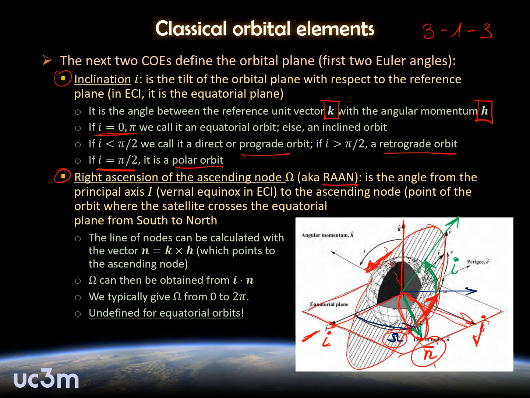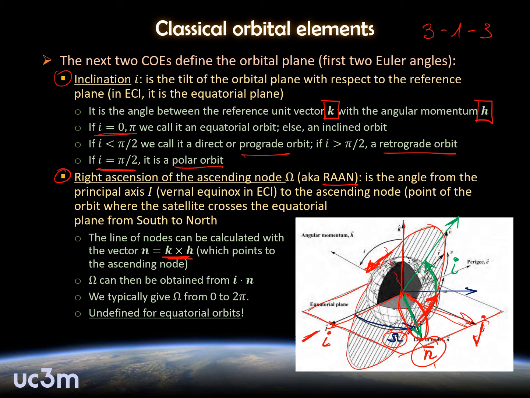All right, so how can we compute the n vector? Now, the n vector is in the intersection line between the equatorial plane and the orbital plane. So we can find this vector by taking the cross product between k and h. All right, so this is the way that you can compute n. Observe that we can spot a problem for a particular type of orbits.